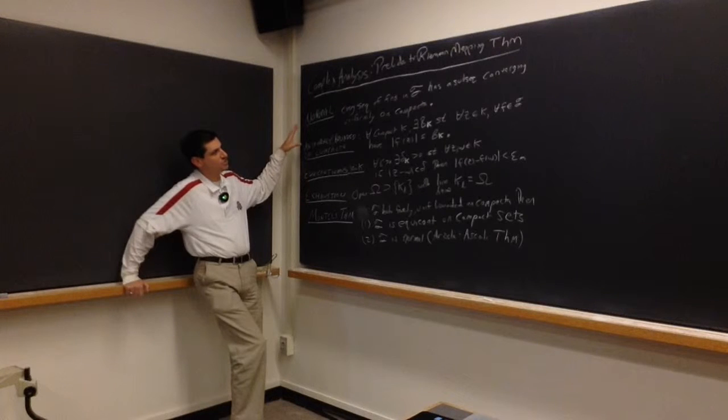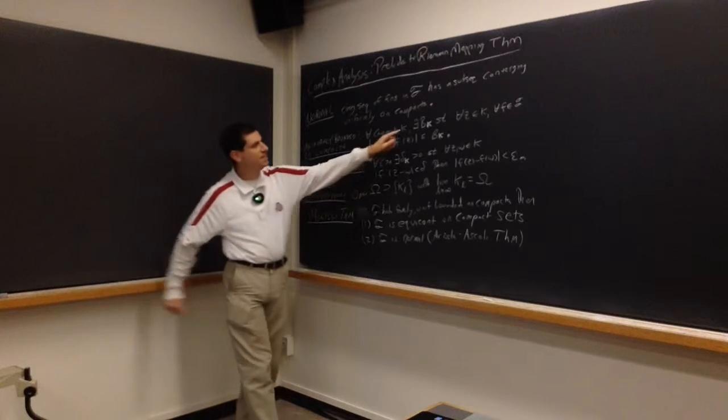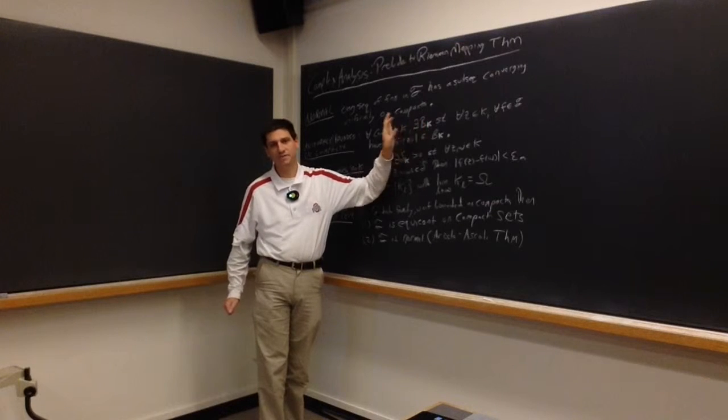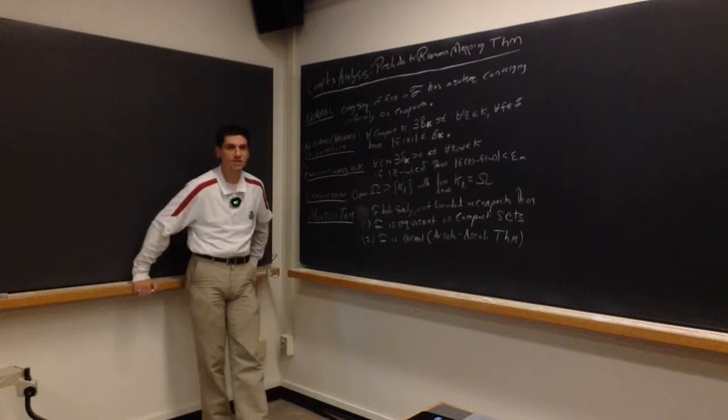Has anybody seen anything strange with my handwriting yet? That's how I was taught to do Fs. The K's and the B sub K's. This is a little bit different than the book. I like to have subscripts on my variables and my constants so I can keep track of where things live, especially when you have things varying.